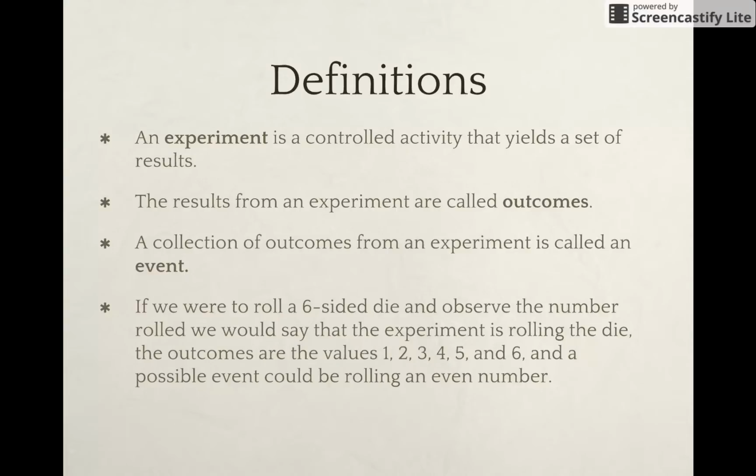For example, if we roll a six-sided die and we observe the number rolled, the experiment in this case would be rolling the die. The outcomes would be the values 1, 2, 3, 4, 5, and 6. And one possible event could be the event of rolling an even number.